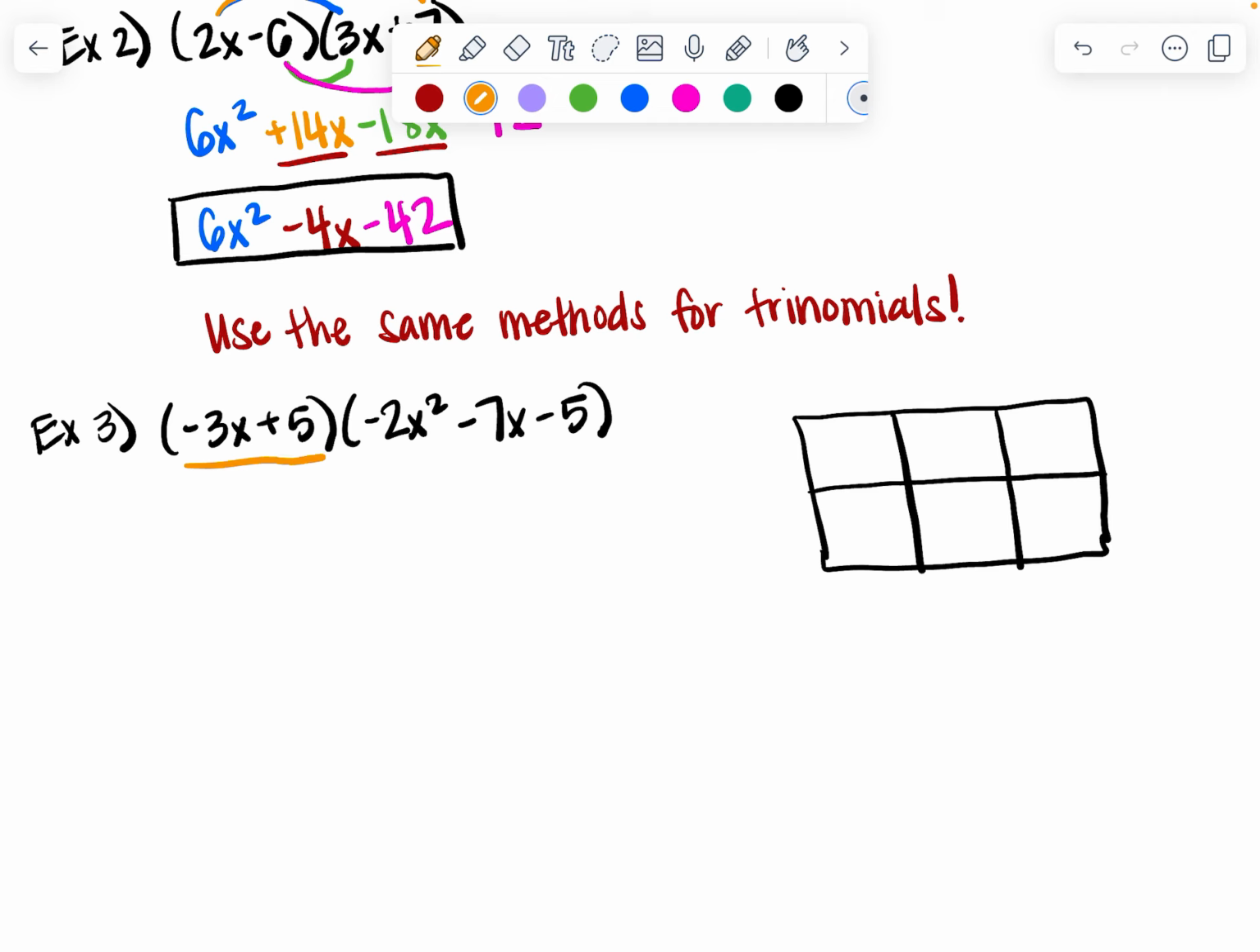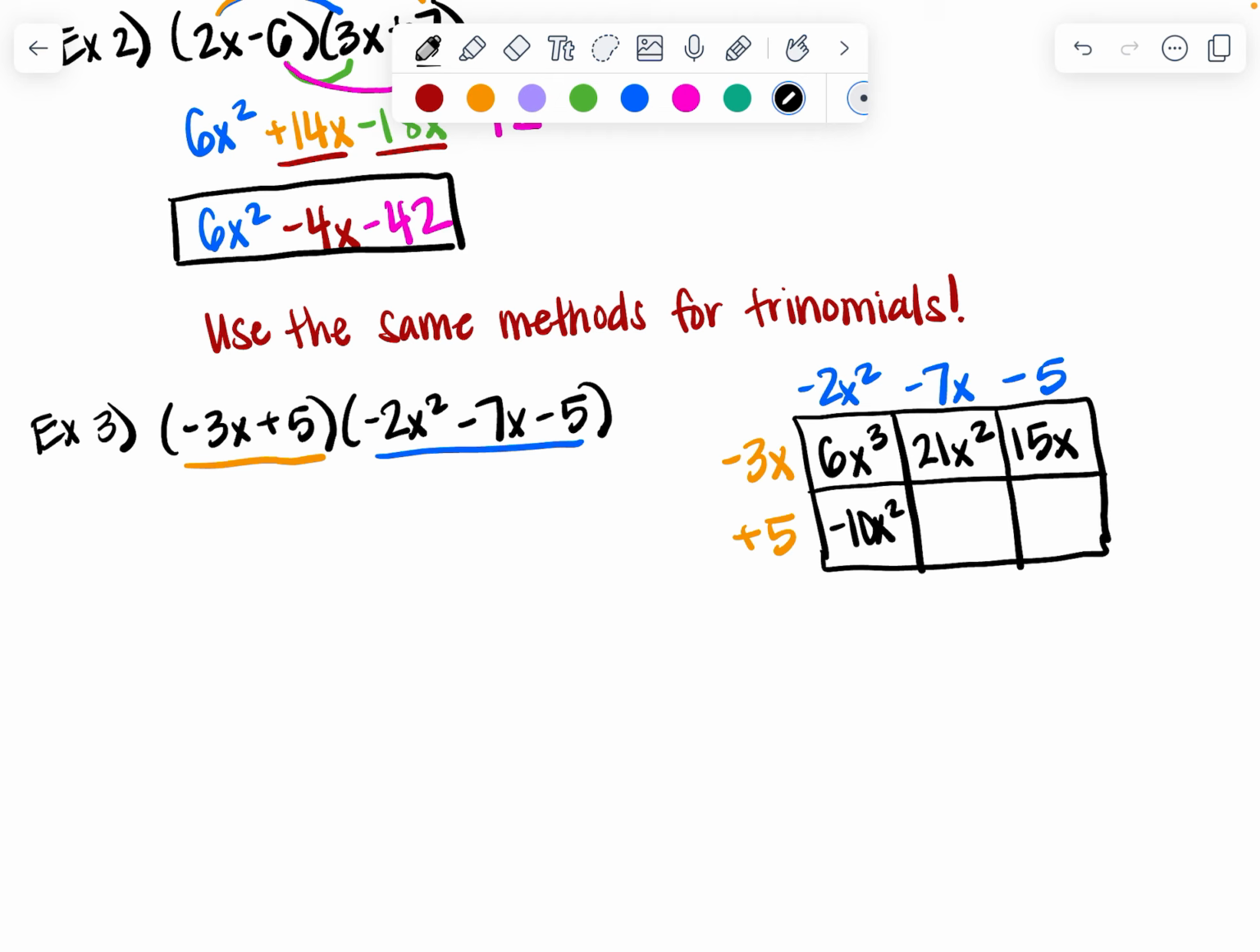So I'll write negative 3x plus 5 down the side, and negative 2x squared minus 7x minus 5 across the top. Now multiply into the boxes where they meet up. So this first one becomes 6x cubed, then 21x squared, 15x, negative 10x squared, negative 35x, and negative 25.